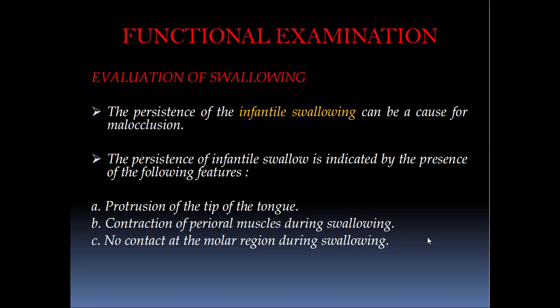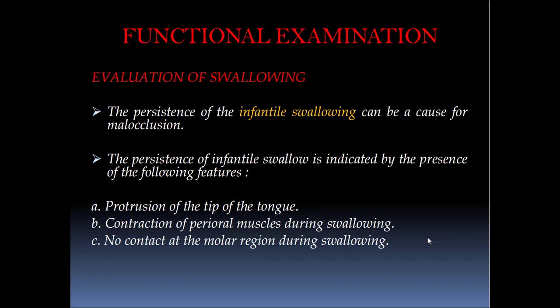Now, evaluation of swallowing. As we know, two types of swallowing pattern are there. One is infantile swallow, second is mature or adult swallow. Infantile swallow is seen in infants where no teeth are present. But as the teeth erupt from primary dentition to permanent dentition, the infantile swallow turns into adult or mature swallow. But in some cases, infantile swallow is retained, and that may lead to malocclusion.